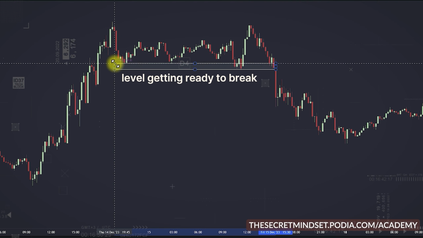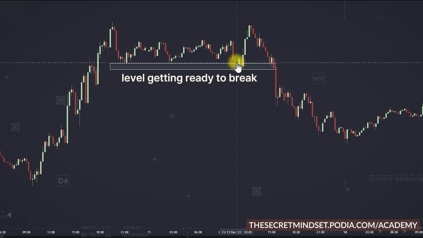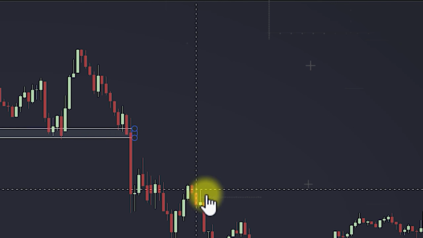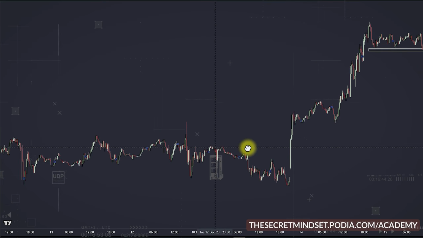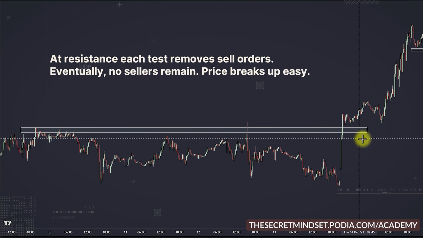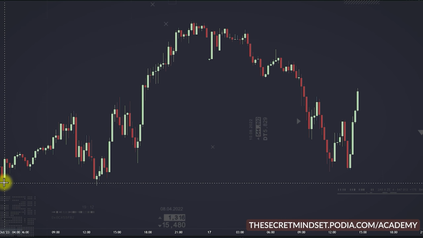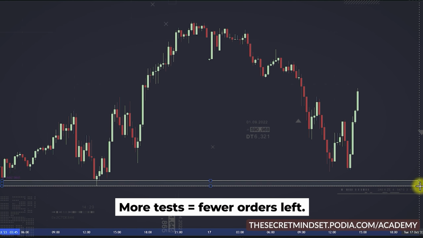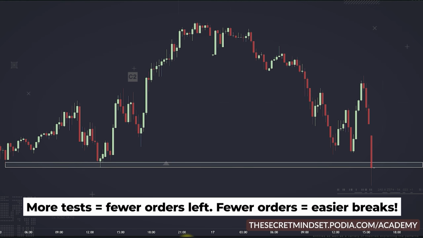Look at this example. Price tested this support multiple times. Each test ate up more buy orders. At the last test, there's nothing left. Price crashed through like tissue paper. Same thing happens with resistance. Each test removes sell orders. Eventually, no sellers remain, so price breaks up easy. I avoid buying support that gets tested multiple times. The math is simple. More tests equal fewer orders left. Fewer orders equal easier breaks.